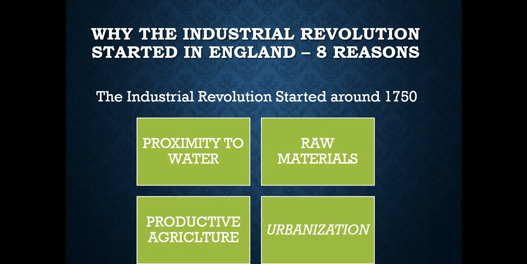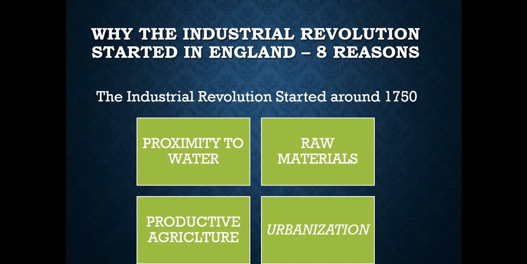Now, why did the Industrial Revolution begin or start in England? There are 8 main reasons. And by the way, I do want to reiterate the fact that the Industrial Revolution started around 1750 in England. And here are the 8 reasons. You're going to look at 4 right now. In the next slide, we're going to look at another 4.